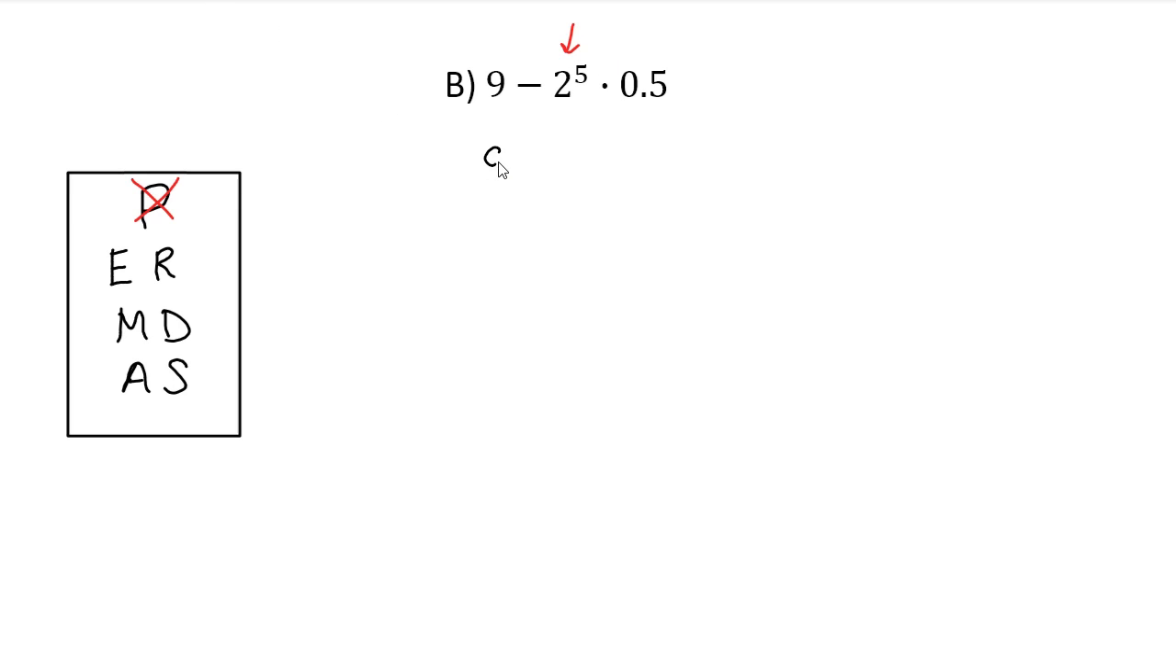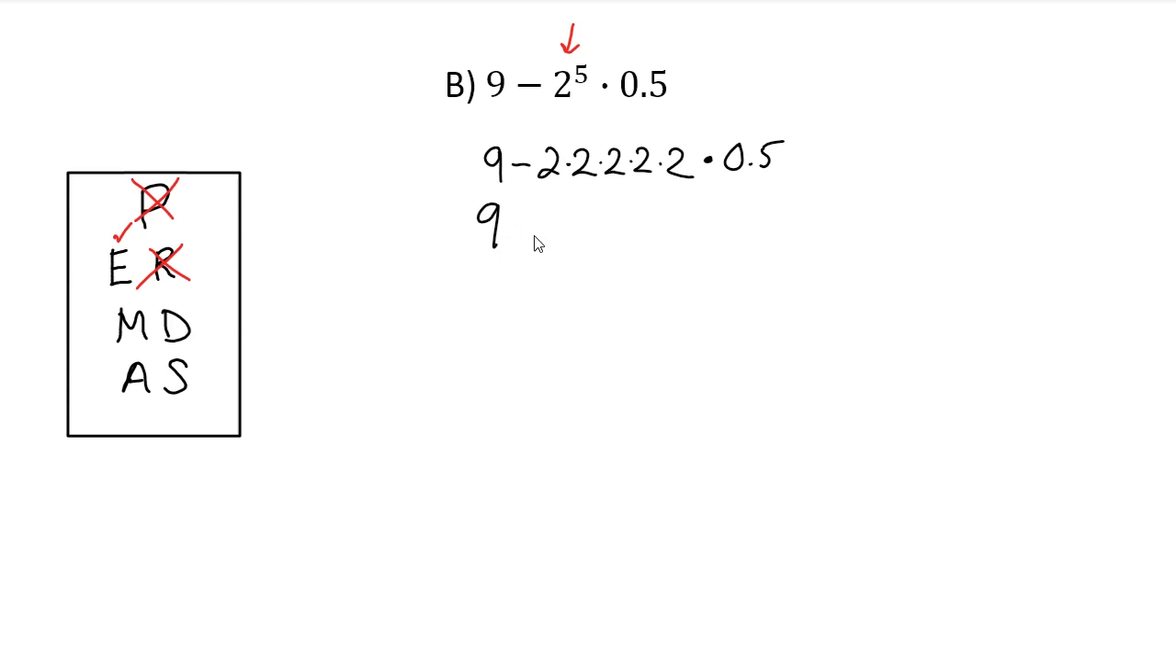So 9 minus 2 to the 5th. Okay, we could rewrite this as the product of 2 times 2 times 2 times 2 times 2. So remember that the power means that you take the base and you repeat it as many times as that exponent tells you. And then after that, we're going to multiply by 0.5. From here, now that we've taken care of the exponent, I need to take care of any roots, which I don't have any. The multiplication, I do have multiplication, so I need to do that one first.